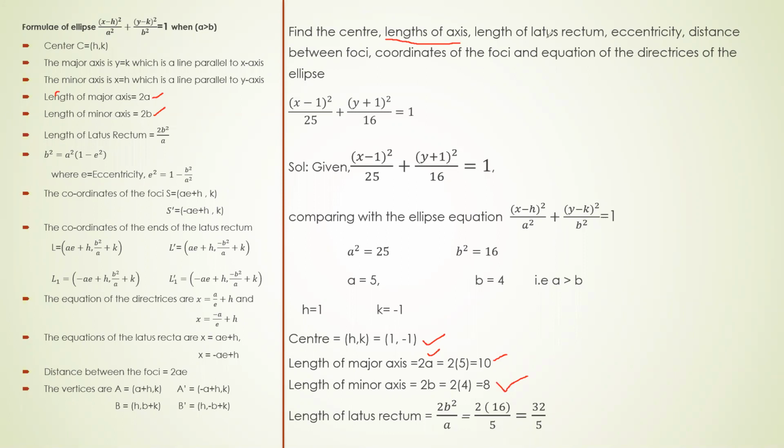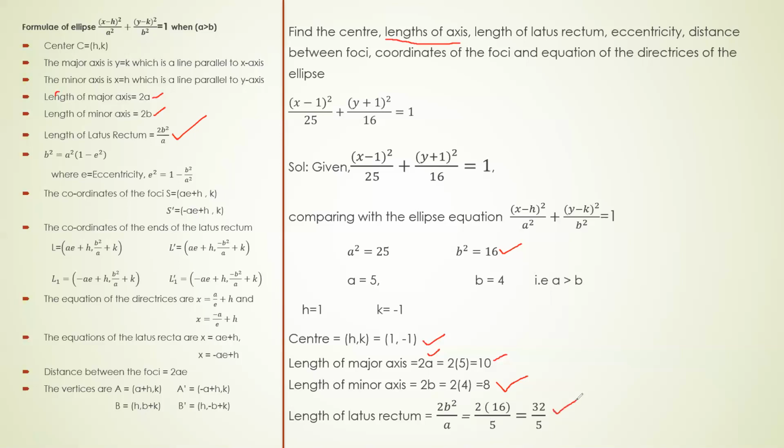Now the length of the latus rectum. The length of the latus rectum is given by 2b square divided by a. We can substitute b square, which we already have, that is 16. Directly we can substitute here 2 into 16. The a value is 5. So 16 2s are 32 divided by 5 is the length of the latus rectum.